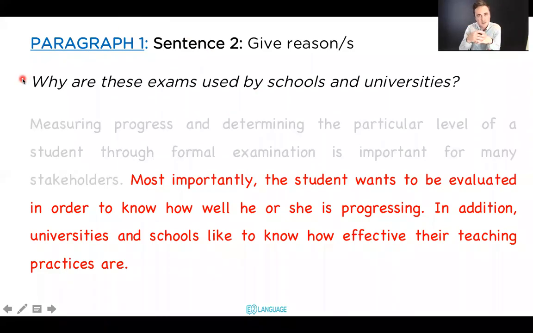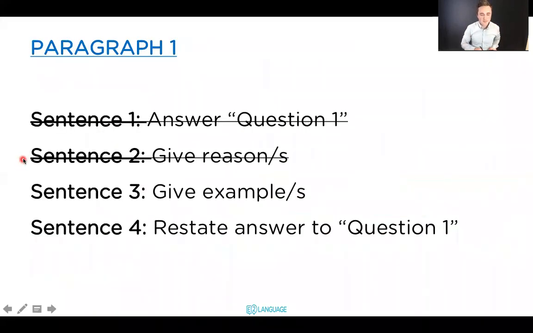That's fine. Now, I've kind of cheated. I said sentence 2. If you want to write an additional sentence, that's fine. This structure is flexible. So if you feel, oh, I could add a good second sentence here, do it. That's fine. This is a flexible structure. Let's now move. We've given a reason. Now let's give an example.